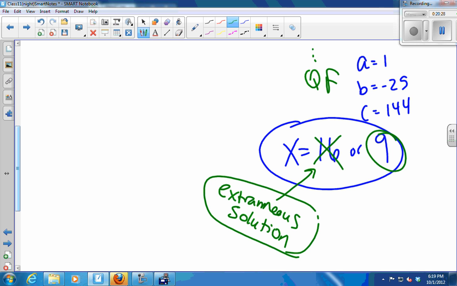Like you were asking me about earlier, sometimes you get extraneous solutions from the context of a problem, and you cross something out because, oh, that can't be. Sometimes you do everything right, all the algebra is correct, and you still end up with an extraneous solution. So you always have to check your answers.